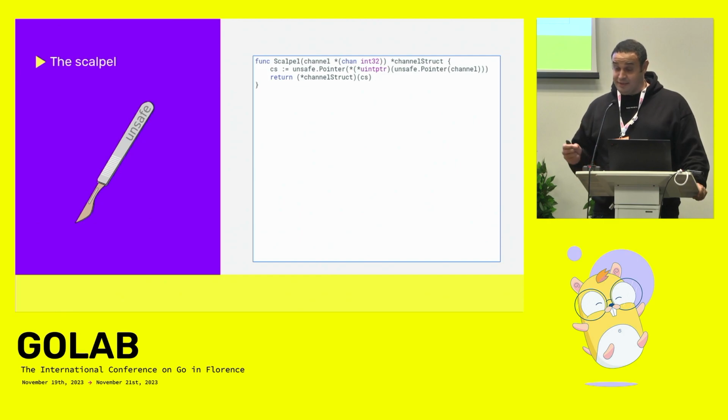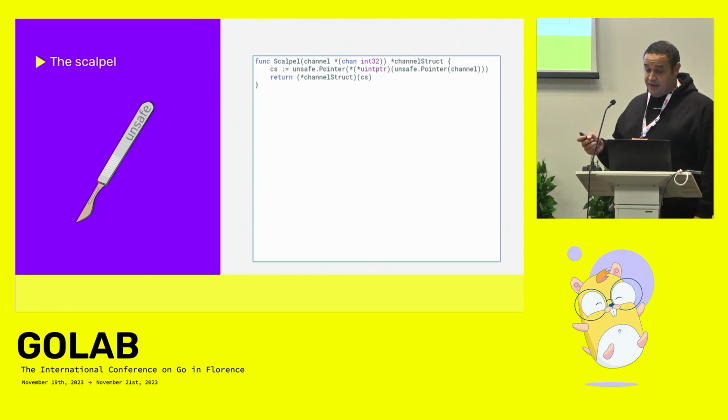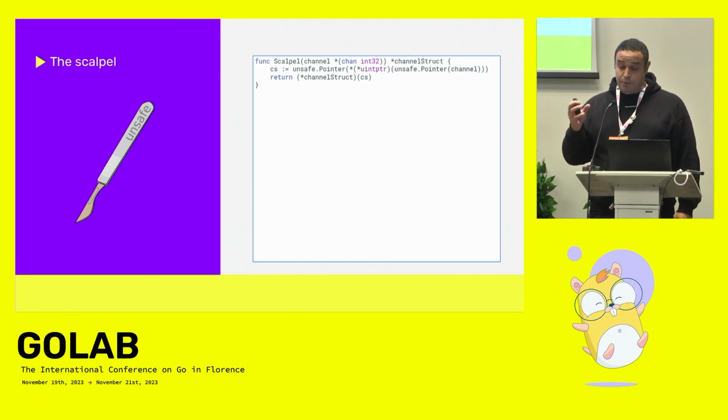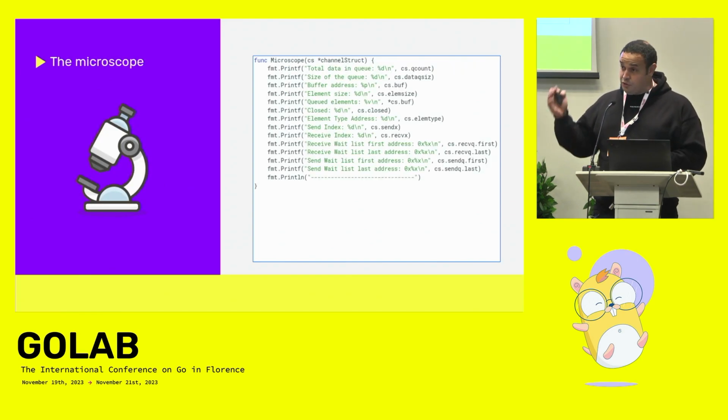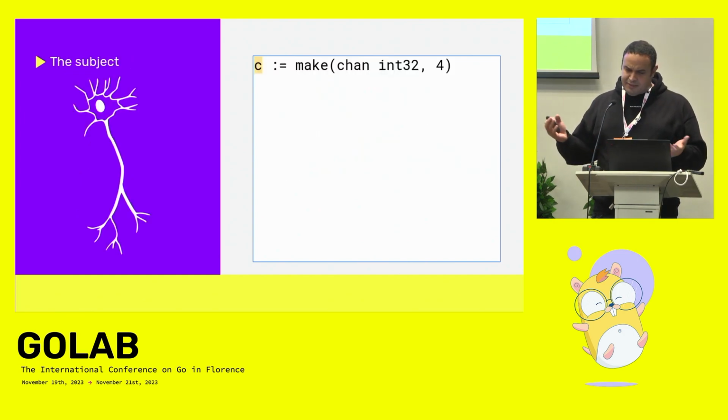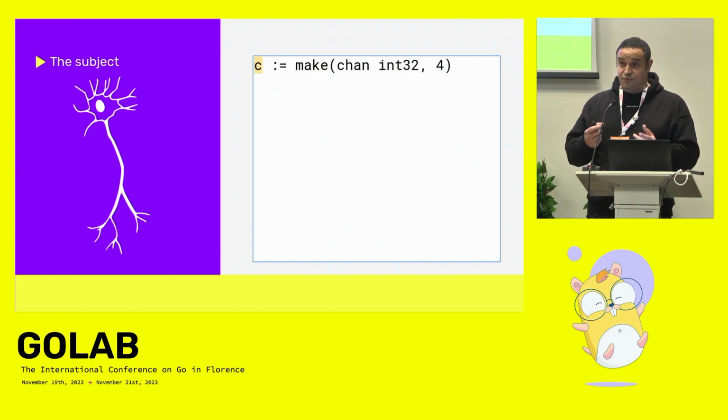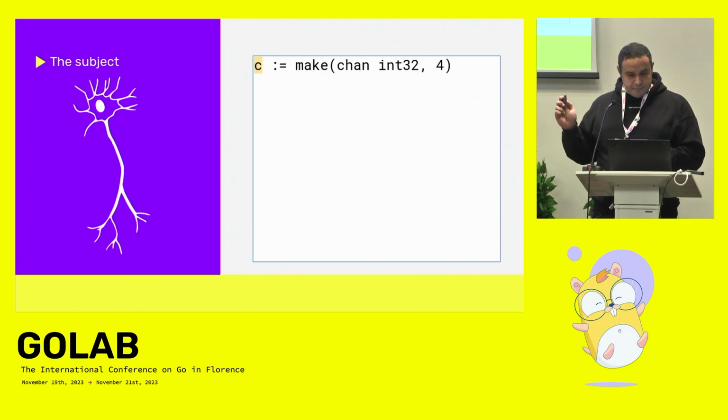This is going to be my scalpel. I'm going to use unsafe to take the pointer to the channel and put that information in a struct that I made, which is equivalent to the struct in the Go runtime. And I'm going to return that struct. Then my microscope is going to take that struct and print it to the screen. And this is my subject, a channel. In this case, I'm using an int32 four-element buffered channel.